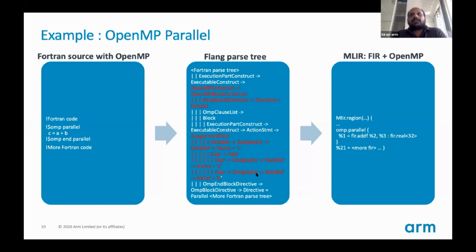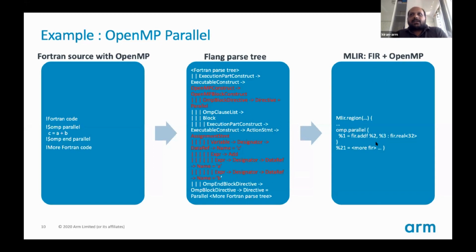And this is then converted into a mix of Fortran IR and the OpenMP dialect. And that's what we see on the right-hand side. There's an operation called OMP parallel. And then there is a FIR operation called add, which adds these two numbers.